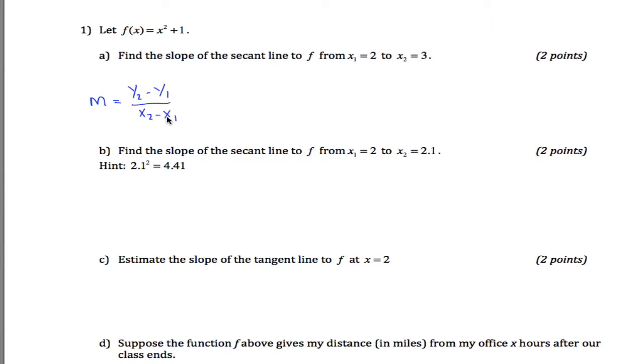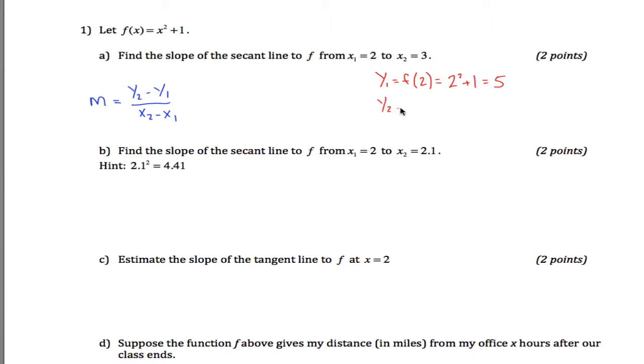So really we need four things. We need to know x1, y1, x2, y2. Fortunately, x1 is already given to us, as is x2. If we want to figure out y1, that is just f of x1, and x1 is 2. So all we've got to do is figure out what f of 2 is. Well, f of x is x squared plus 1, so f of 2 would be 2 squared plus 1, which is 4 plus 1, 5.